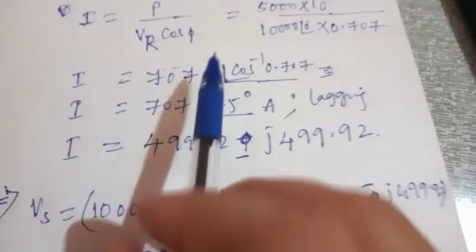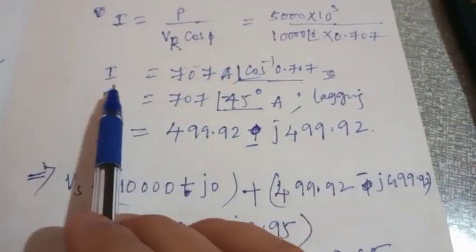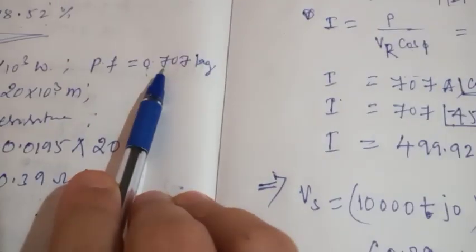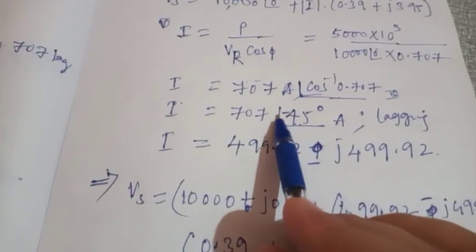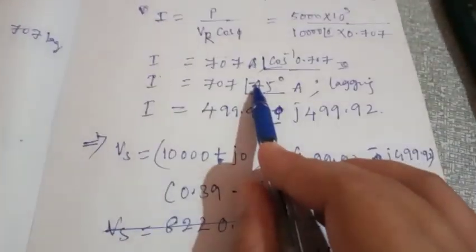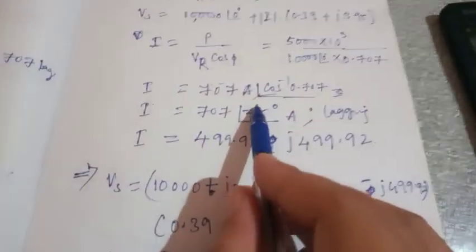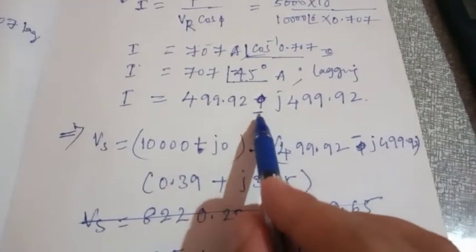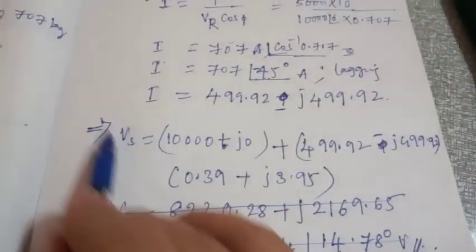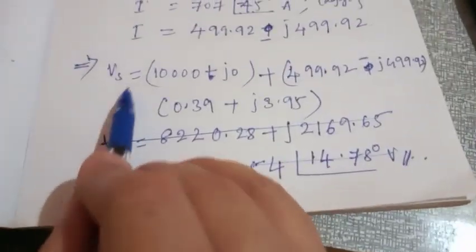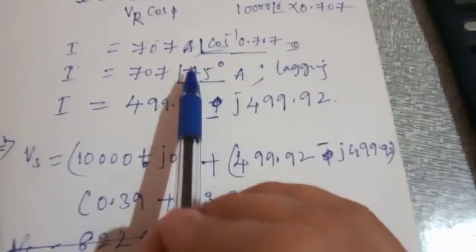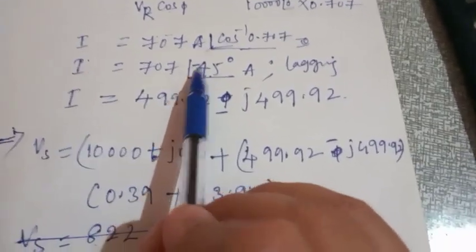Sorry, here one mistake is there. While calculating current angle, cos inverse of 0.707 we have taken, but it is lagging, so we have to take minus sign here. If you make a mistake of plus 45 and take this as plus, the next part of the problem while calculating Vs will be completely spoiled. So be careful while taking this minus 45.